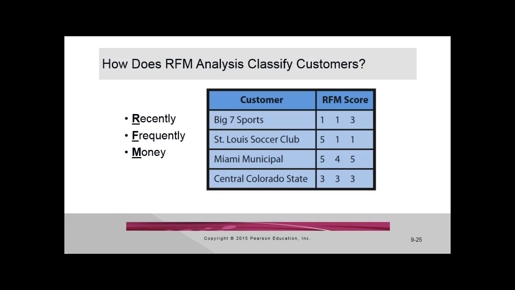So we take every customer and we rank them on three attributes, RFM. That gives us information. It's information we can use to make the decision about what our sales team does with these certain customers. So if I look at these examples up here, Big 7 Sports. What about Big 7 Sports? We've done our RFM analysis, and we've come up with a 113. What does that mean about Big 7 Sports?